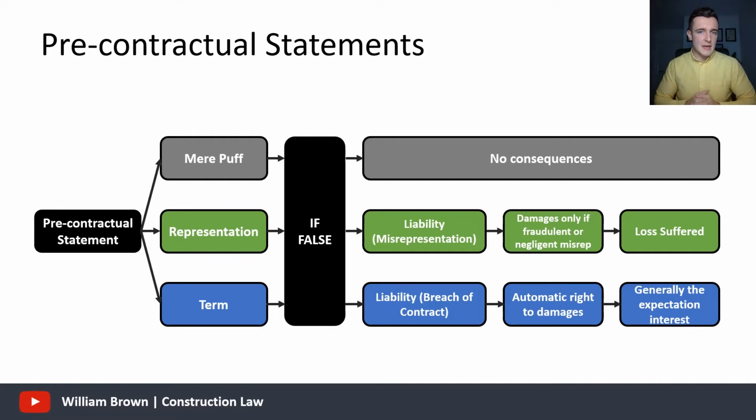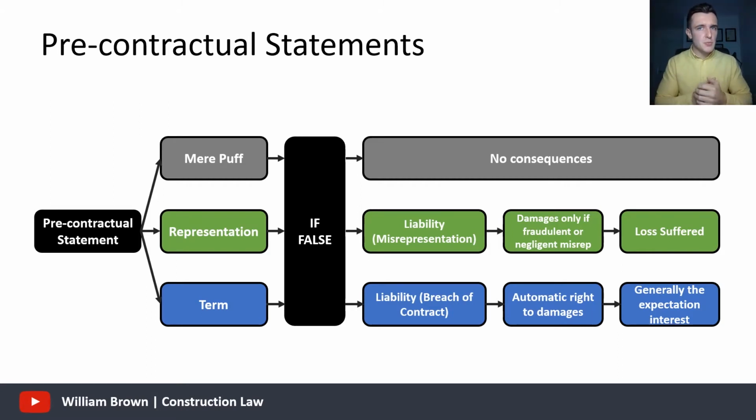The other categories then are representations and terms of the contract. And if they turn out to be false or they turn out to be breached, then the innocent party does have a remedy. But the key thing to remember, and this is why we break it down in this way, is that the remedy is different. There is a different remedy available when a representation turns out to be false compared to when a term of the contract is breached.